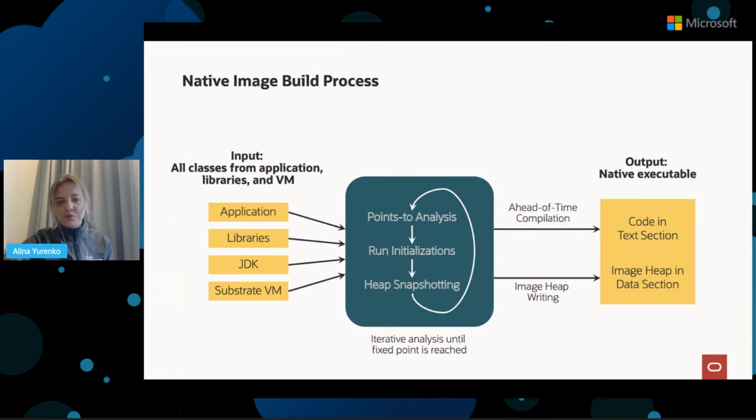Now, another interesting thing that is happening during the image build process is something called heap snapshotting. As we are building a native image version of your application, we are also running initializations, and we are pre-populating the heap for you. So then again, you can start very fast every single time when you start executing your application, because it comes with a pre-populated heap. So we basically take care of all these expensive operations and move them to the image build step. So at the image runtime, your application can start much faster.